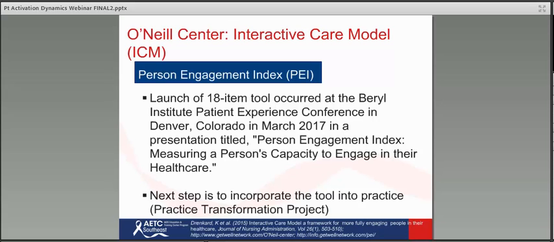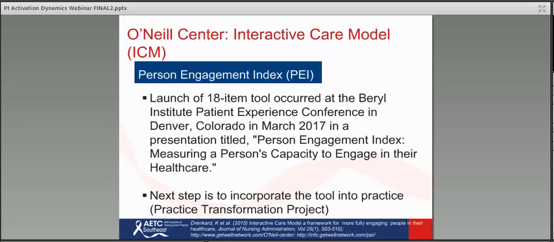The Patient Engagement Index is the tool that is used at the O'Neill Center. They launched an 18-item tool that has been worked on with the Barrel Institute of Patient Experience, and it was released just at the Barrel Patient Experience Conference in Denver, Colorado, just this past March, in a presentation titled Person Engagement Index, Measuring a Person's Capacity to Engage in Their Health Care. And the next step is they're going to release this tool not only for their own use, but for use by other organizations and clinics in a process of improving engagement and hopefully improving patient activation.